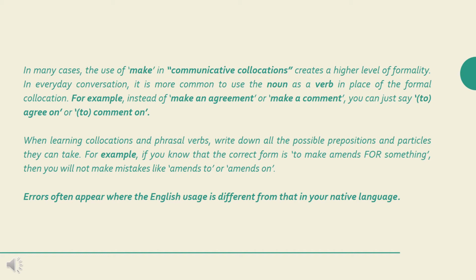When learning collocations and phrasal verbs, write down all the possible prepositions and particles they can take. For example, if you know that the correct form is to make amends for something, then you will not make a mistake like amends to or amends on. Errors often appear where the English usage is different from that in your native language.